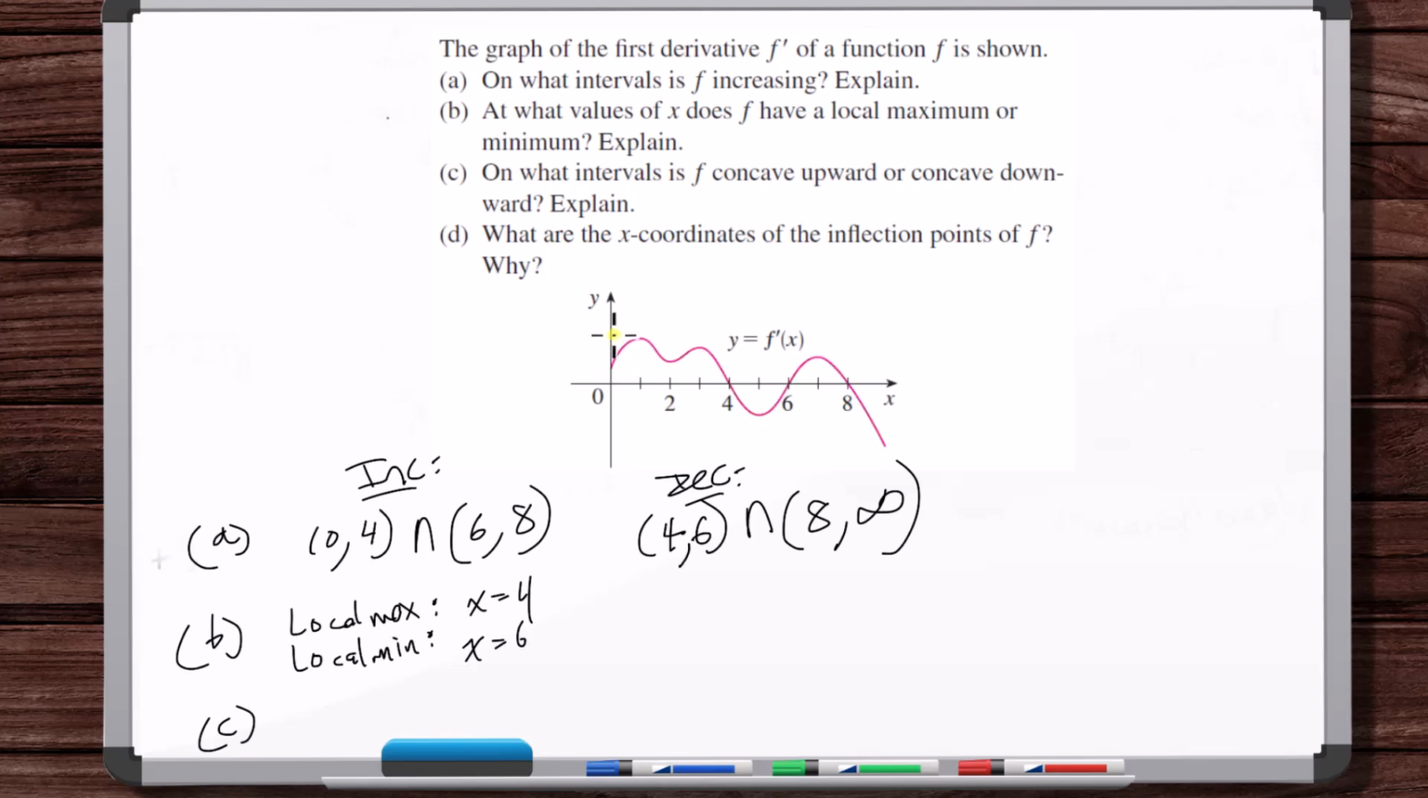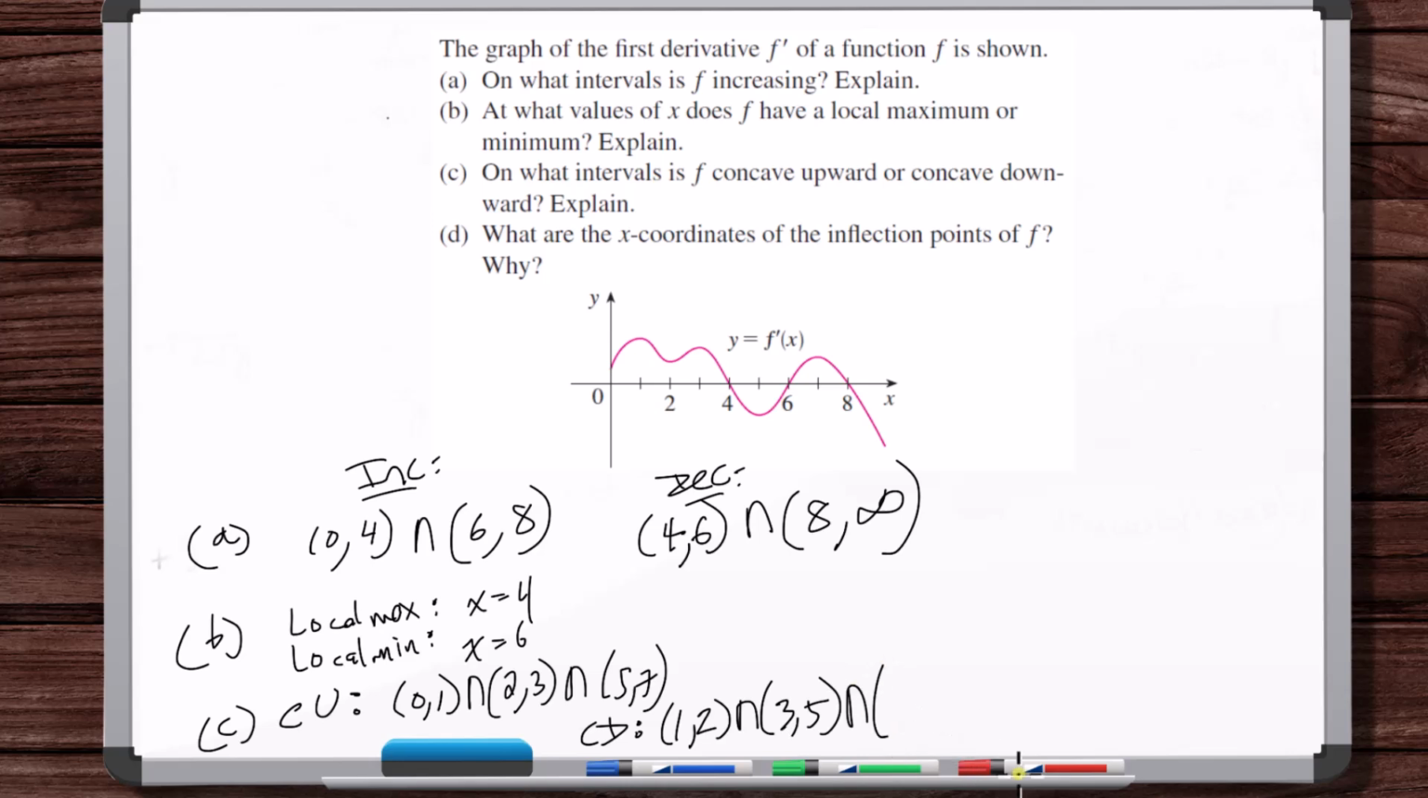Okay, so concave up will be from 0 to 1, 2 to 3, 5 to 7, and that's it. And then concave down will be from 1 to 2, 3 to 5, and then 7 to infinity.